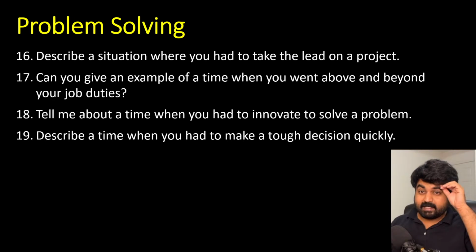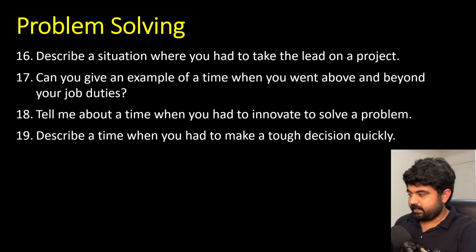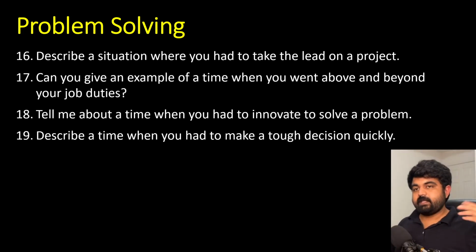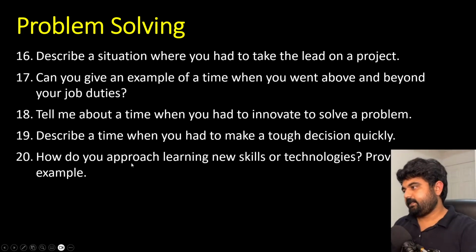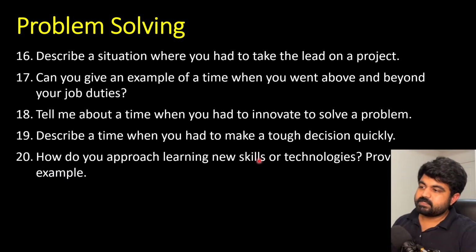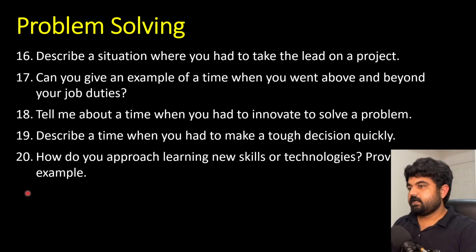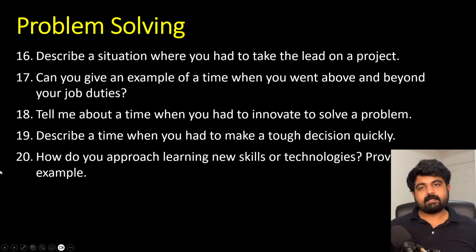So you will have to realize these things before you start making judgment calls. So make sure to consider all of these things while answering that. And the next thing is, how do you approach learning a new skill or technology? And you will need to provide it with an example.